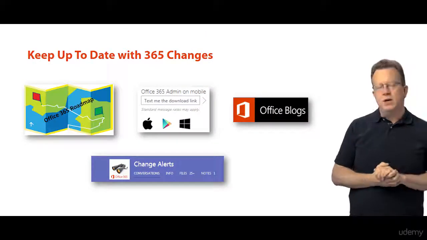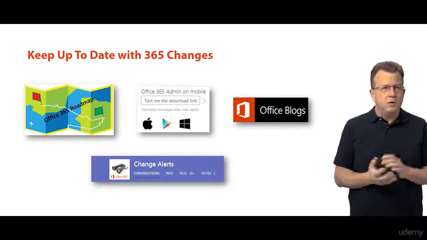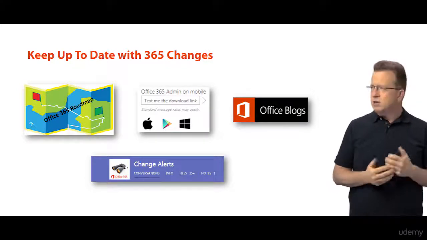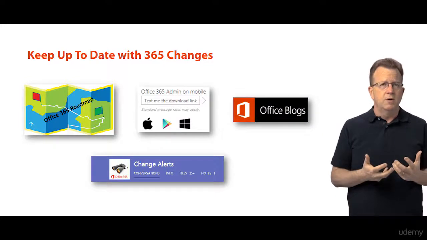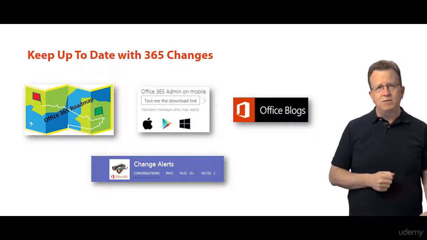With the evergreen deployment model that is Office 365, it's important that you keep track of the ever-changing, ever-evolving environment. To do that, there are lots of different options that we as administrators have at our disposal, and we should really take advantage of all of them. So let's take a look at things like the roadmap, the mobile app, and the blogs, as well as the message center. We're going to dive in and take a look at each of these individually.